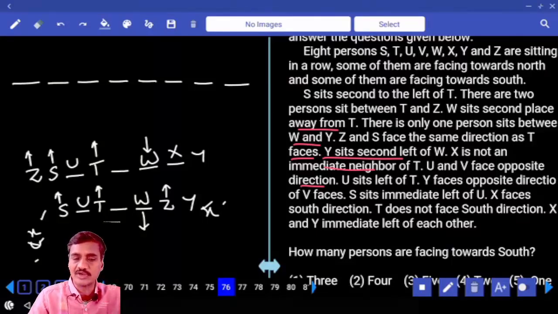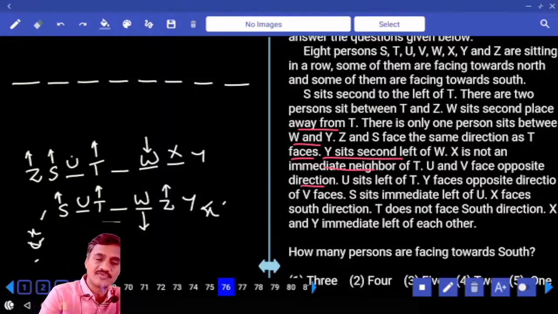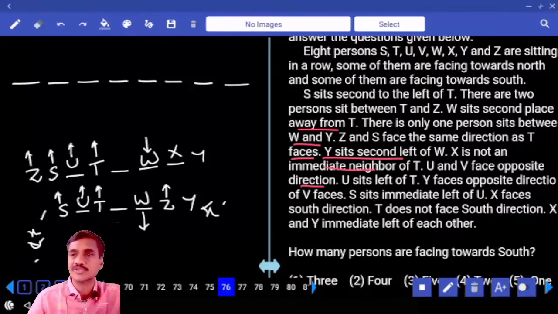S is to the immediate left of U, and U is facing towards north. And next one, U sits to the immediate left of T, S is to the immediate left of E, X faces south direction. And X is facing towards which direction? South. And next, T does not face south, X and Y are immediate left to each other.